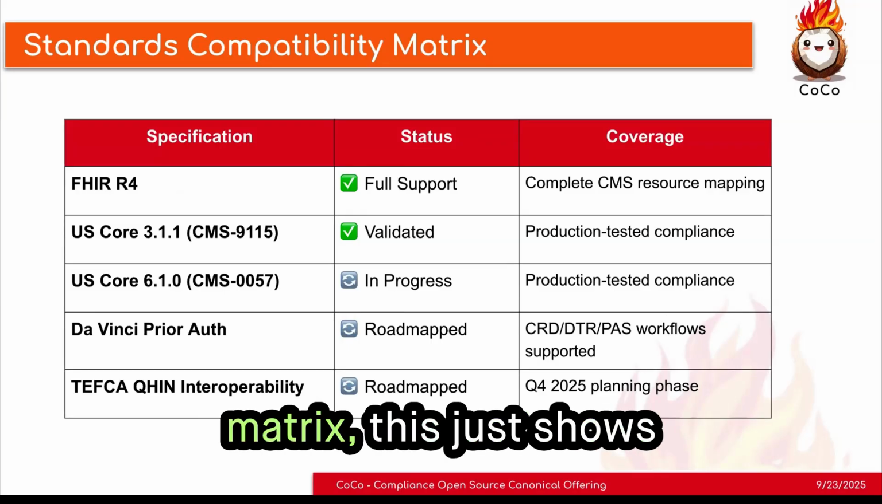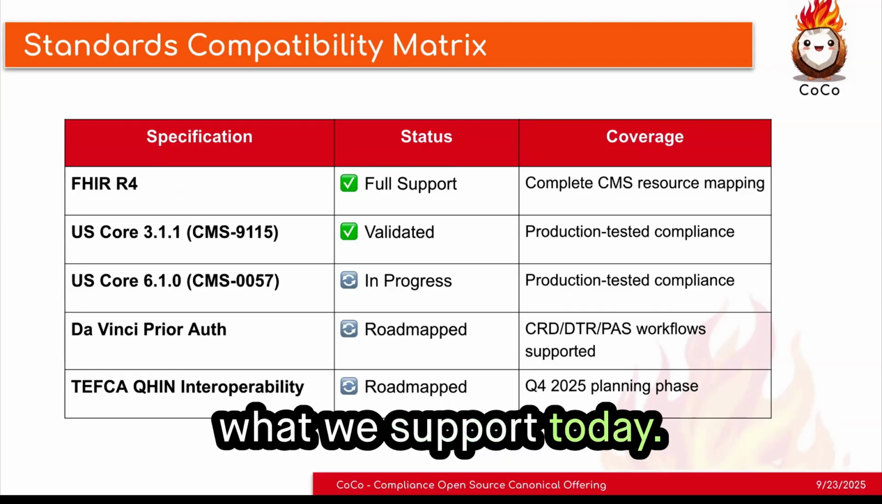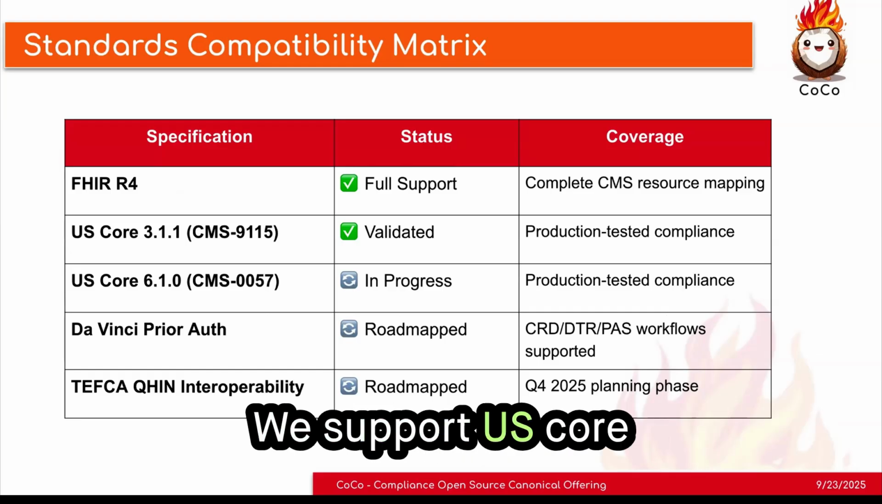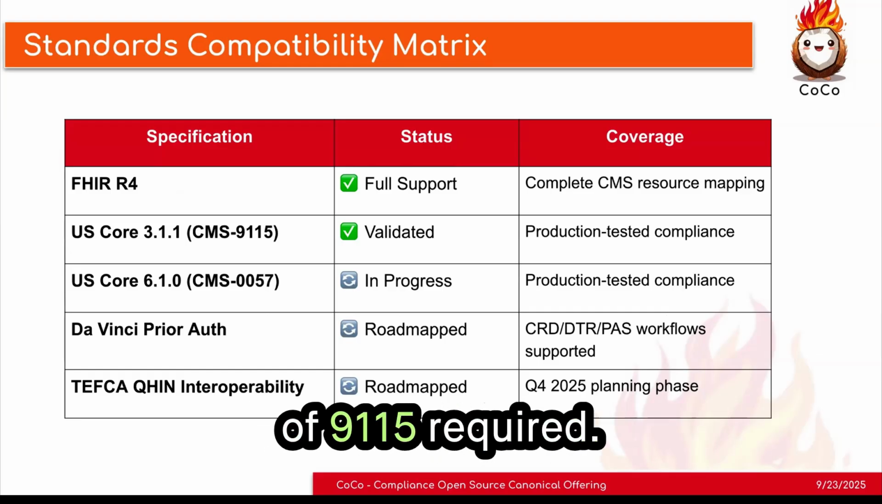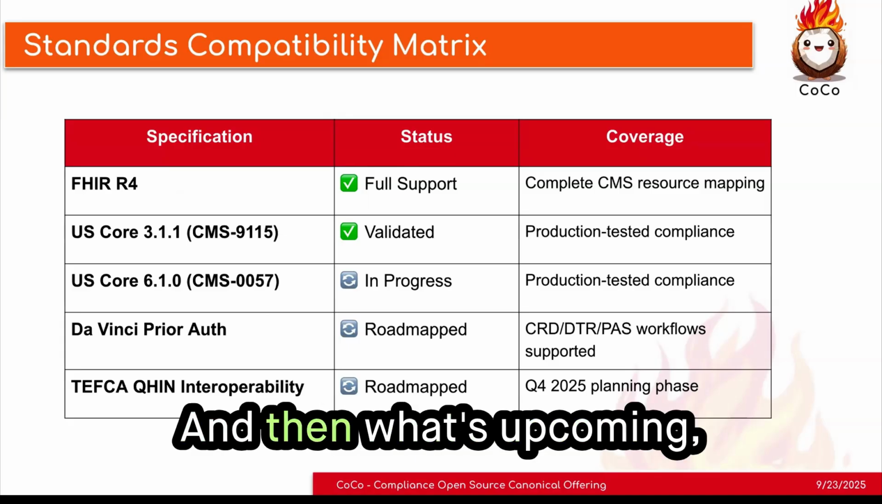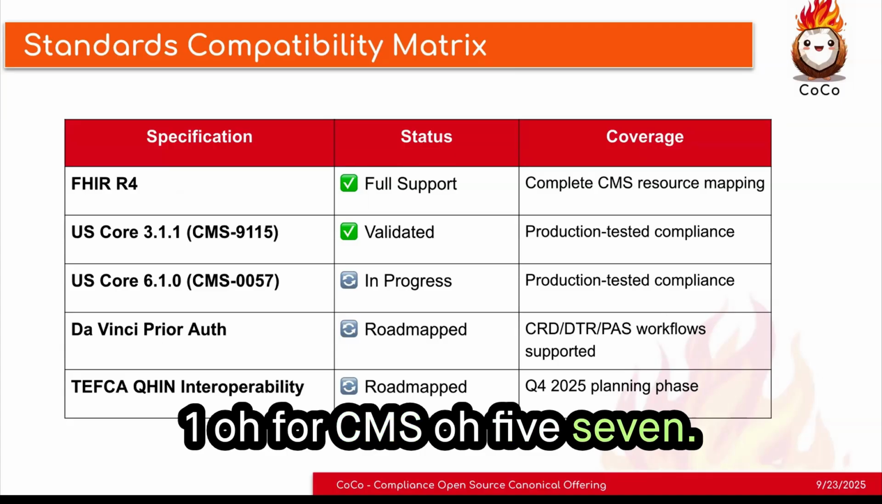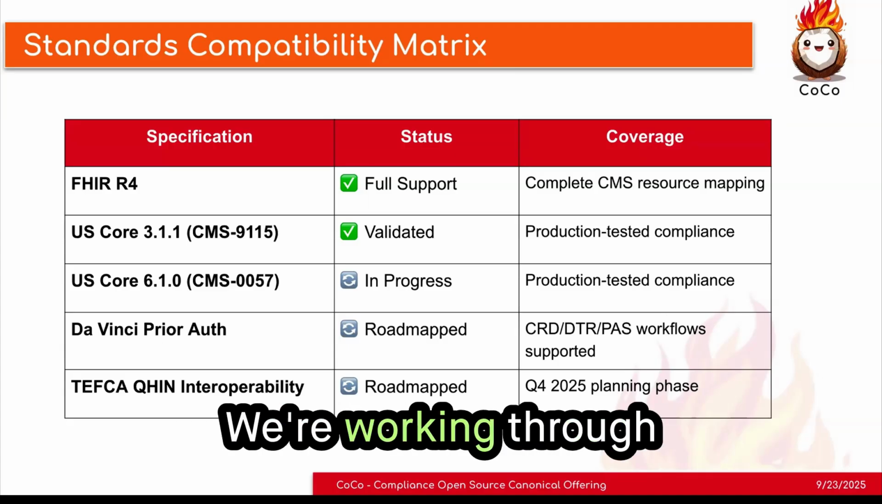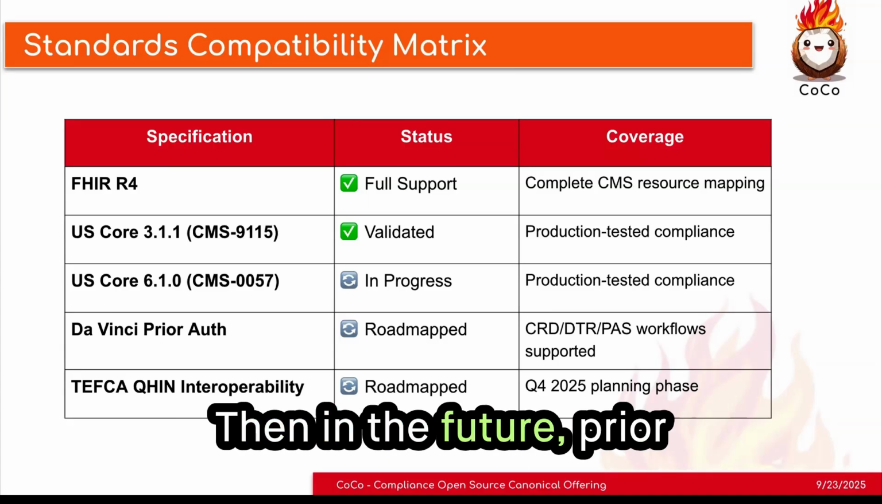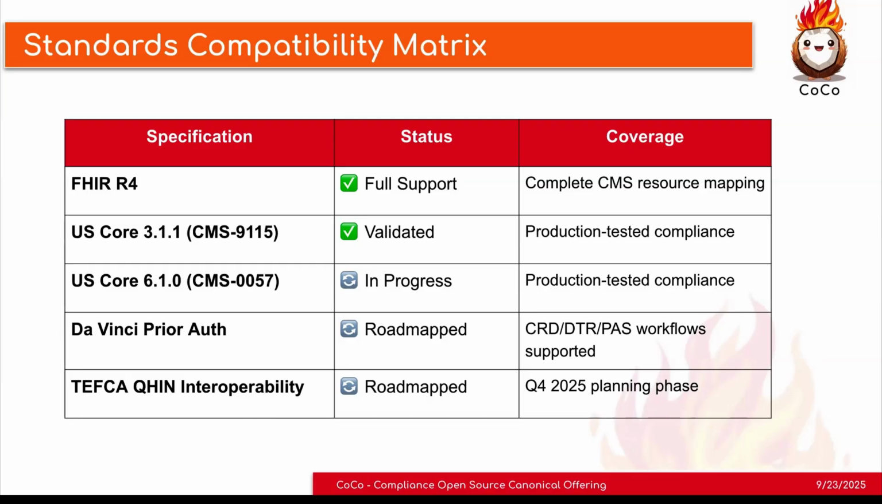Standards compatibility matrix. This just shows what we support today. FHIR R4, we support US Core 3.1.1, which is part of 9115 required. And then what's upcoming, of course, is US Core 6.1.0 for CMS 570. That's in progress. We're working through those canonicals. And then in the future, prior auth and then TEFCA.